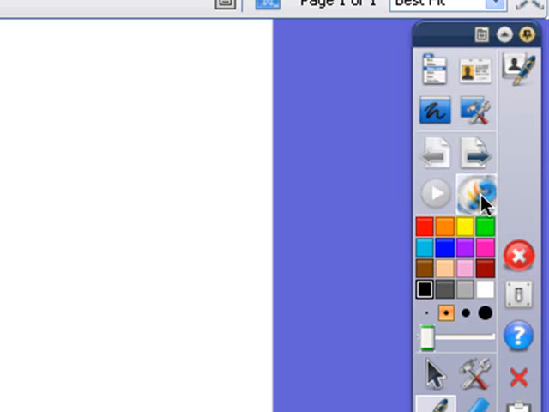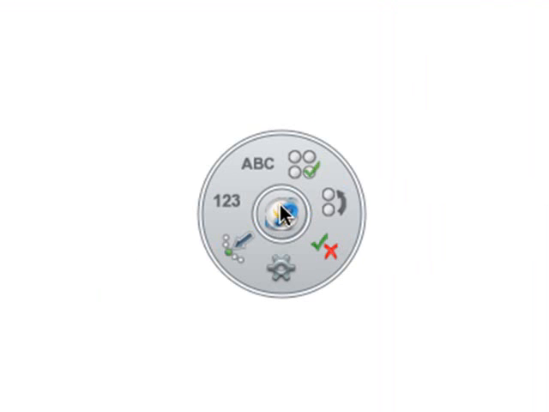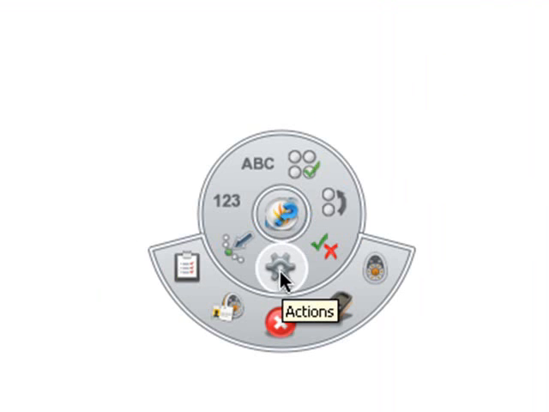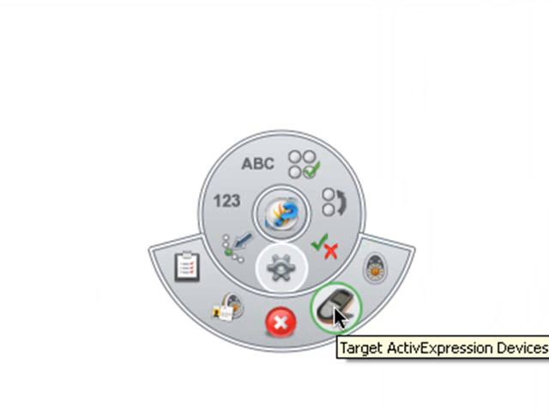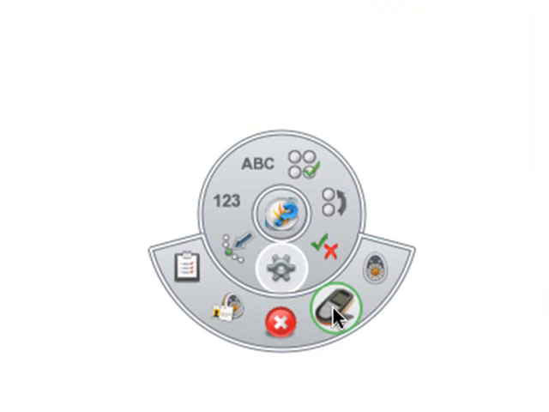So I'm going to click this one here, and then our little circle appears in the middle of the page for the Express poll, but I just want to go down into the settings part here, and you've got these two on your right for targeting the different devices. So I'm going to say target the ActivExpression devices, select that, and then I can just close this whole circle area down to start with.